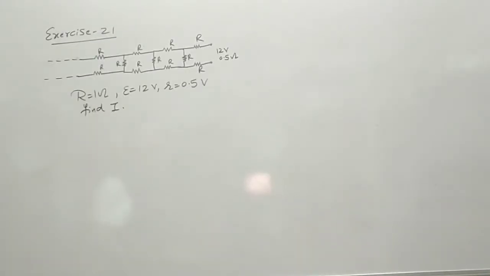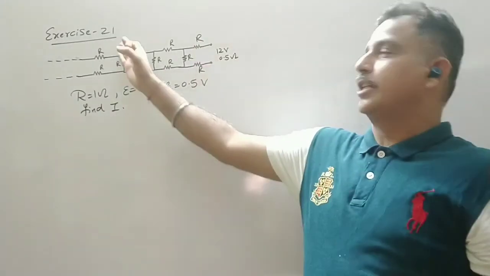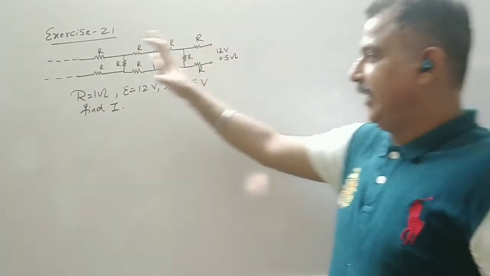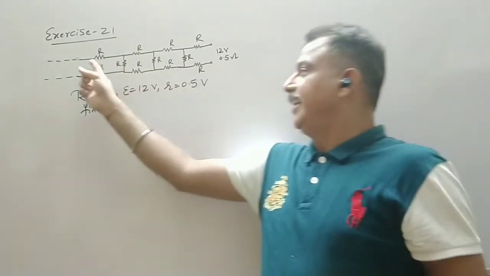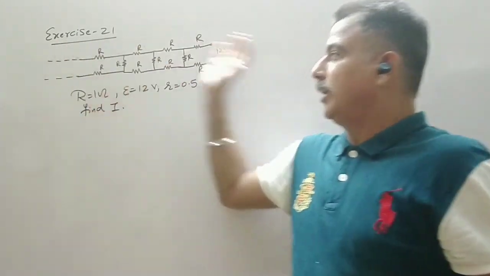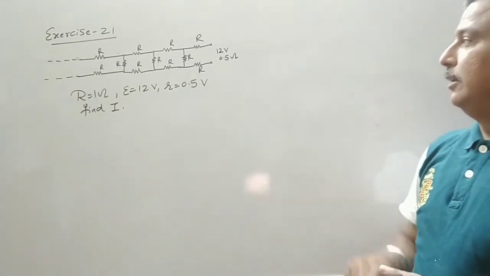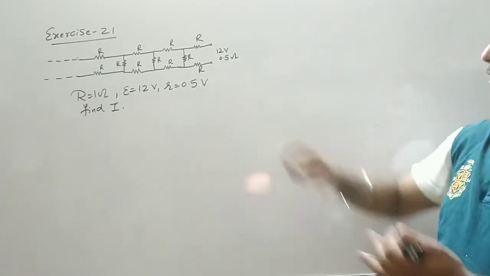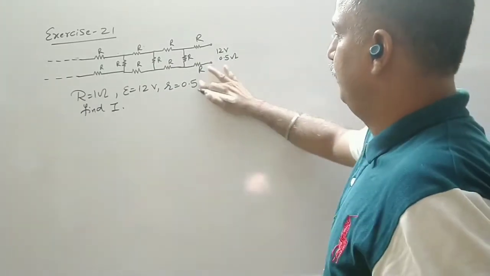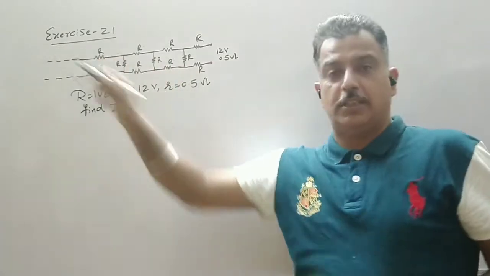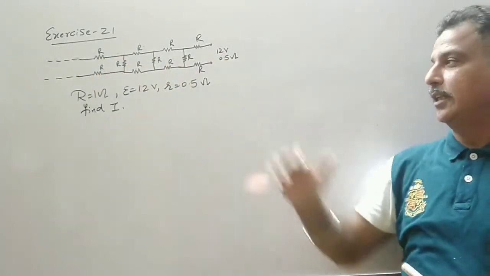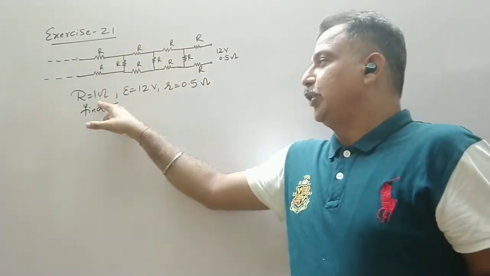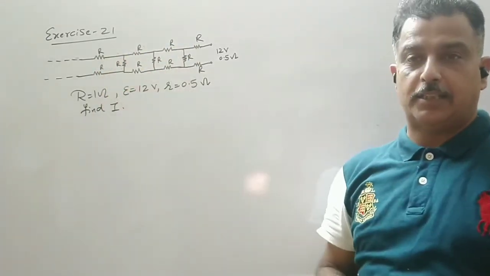Now let us come to question number 21 of the exercise. An infinite network is given. The dotted line indicates that this network is infinite. A battery of EMF 12 volt having internal resistance 0.5 ohm is connected across this infinite network. The resistance value is 1 ohm. So all are identical resistors.